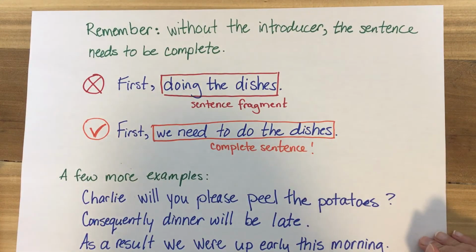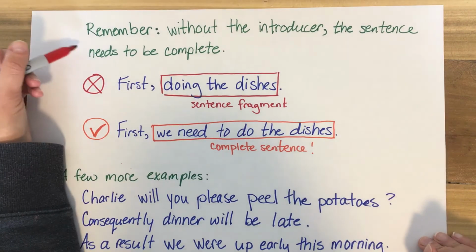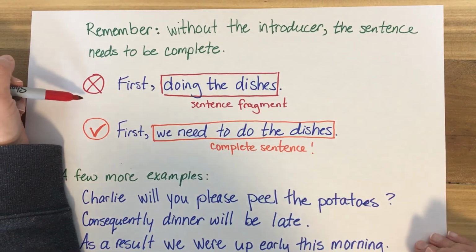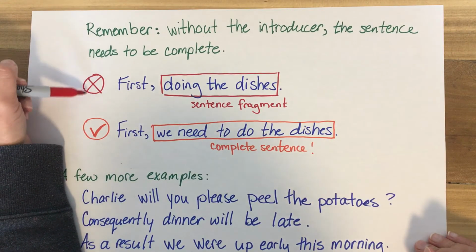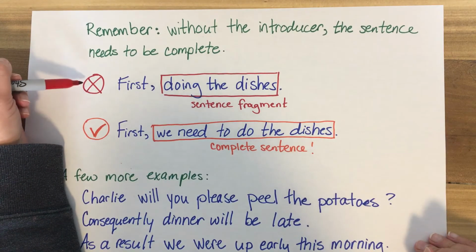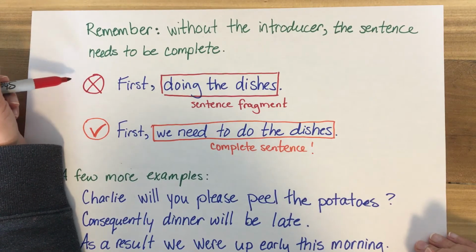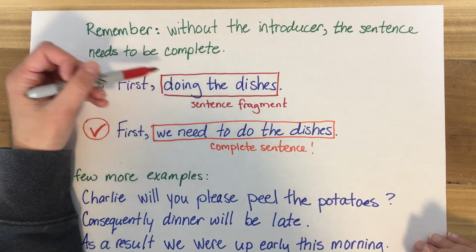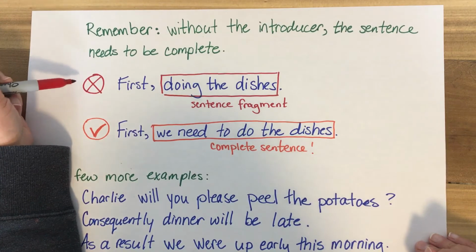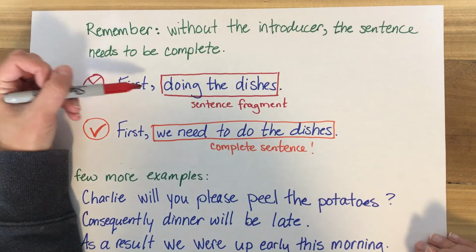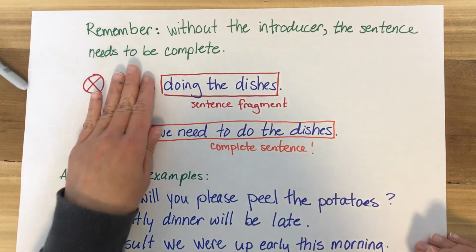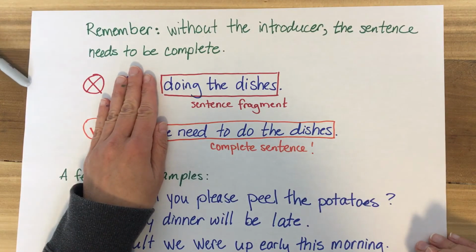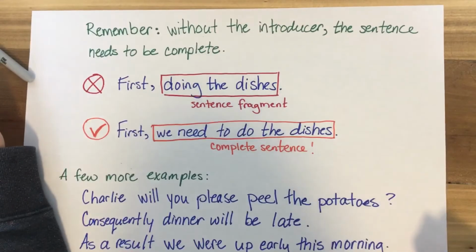Okay, you need to remember that without the introducer, the sentence needs to be complete. Oftentimes when younger writers or grade 8s are writing, they will give me something with an introducer, a transition, like a transitional phrase or word, and then what's after that won't be a full sentence. So I've given you the incorrect example here. First, doing the dishes. If I take out this word first, I can't walk up to someone and say, doing the dishes. They wouldn't know what I was talking about. So I also then can't say first, doing the dishes.